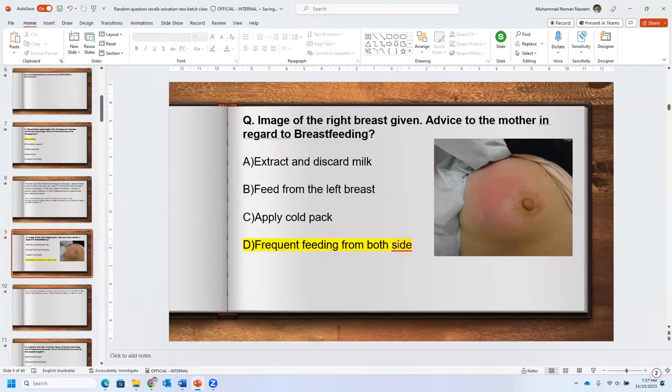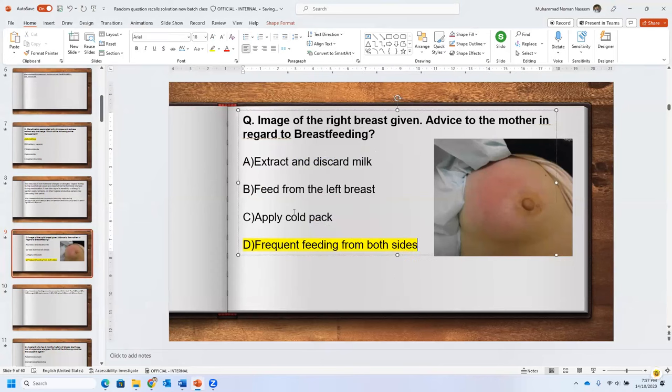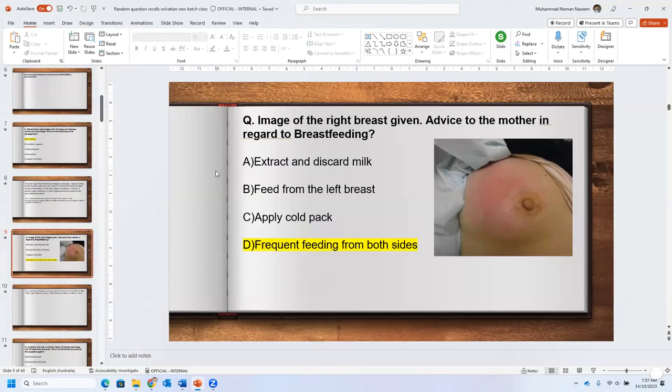Applying the cold packs. Now, regarding the cold packs and the warm packs, there is a thing that we always tell the patients: whenever she is going to feed, apply a warm compression to the affected side so that the lactiferous ducts are dilated and there is an easy flow of the milk. And afterwards, when she has finished breastfeeding from the side of the mastitis, apply cold compressions so that it's soothing for the pain the patient is having. And then you always give flucloxacillin to the patient for at least 10 to 14 days.